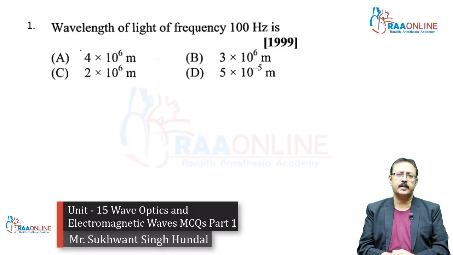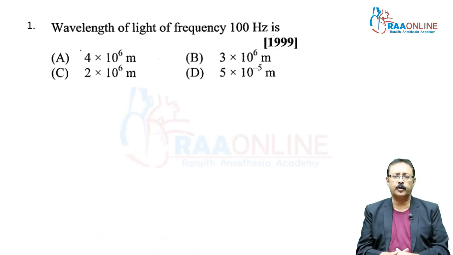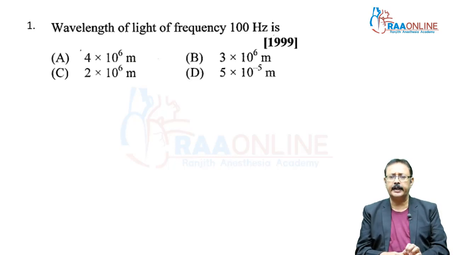So now we are going to start our 45 question assignment on wave optics and electromagnetic waves. First problem is from 1999 AIPMT. Wavelength of light is given. A wavelength of light we want to find.